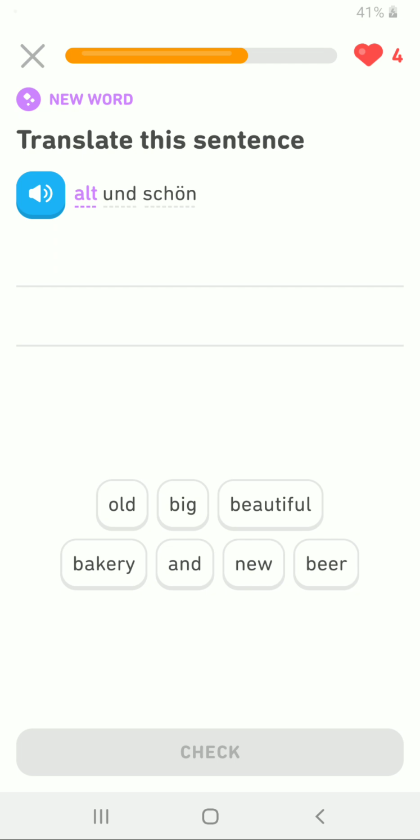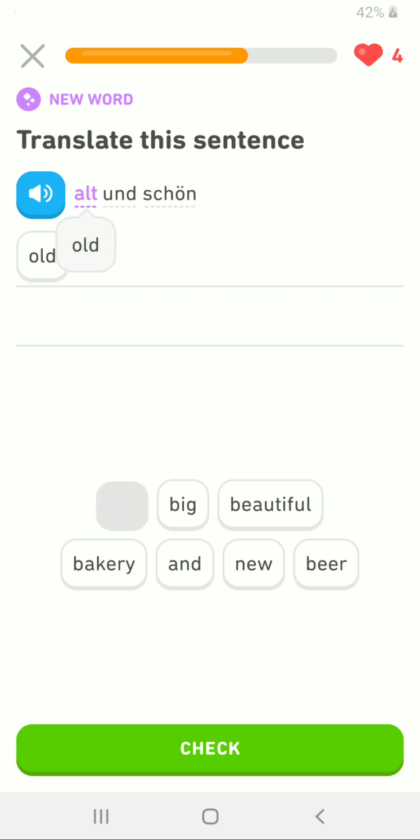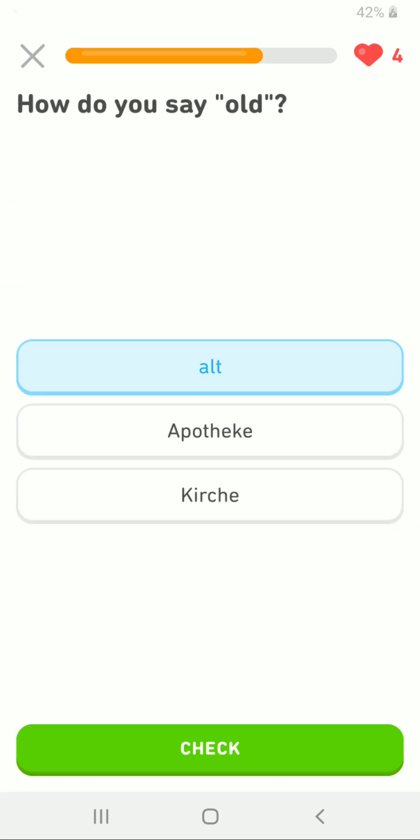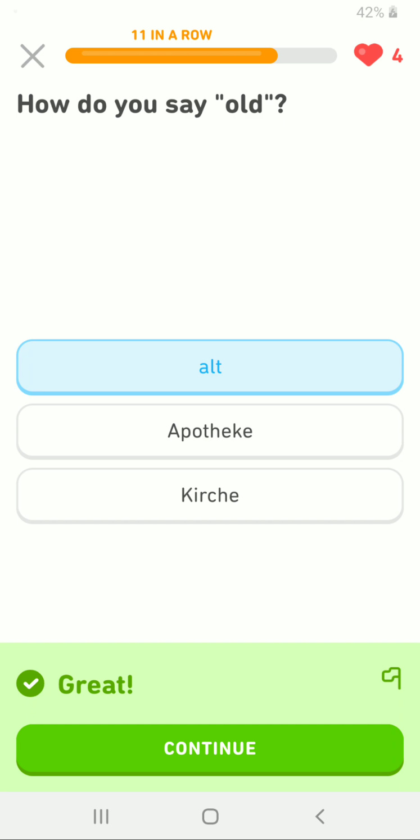Alt und schön. Alt, I think, is tall. But tall is groß. It cannot be big. It cannot be beautiful. It cannot be bakery. I forgot how to say bakery, by the way. It cannot be new. It cannot be beer. So I think it can be old. Alt, it's old, yes. And beautiful. Alt means old. Kirche.